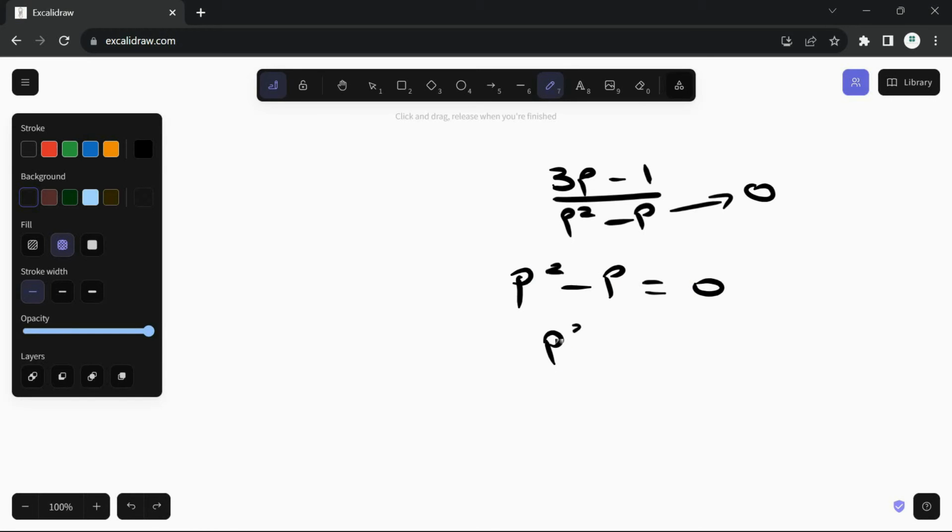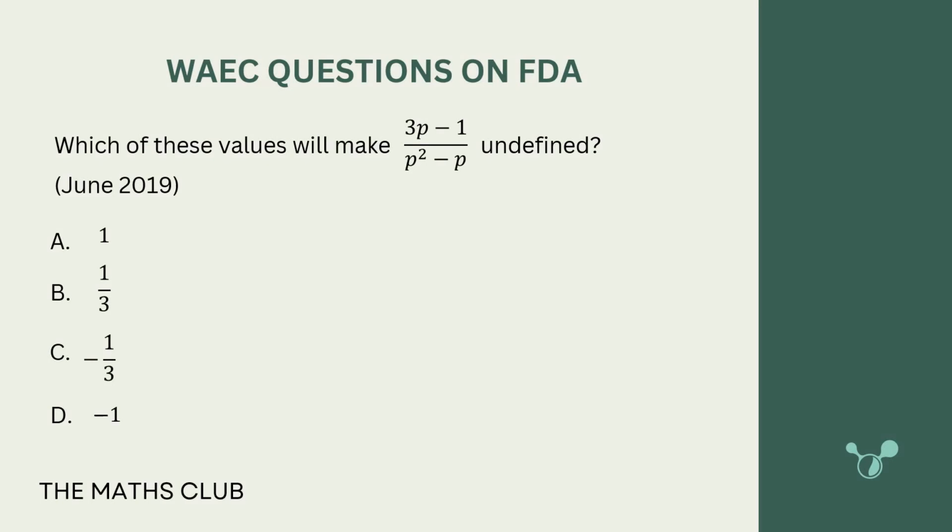So p squared is equal to p, right? If I divide both sides by p, one of these p's will cancel one of the p's here. This p will cancel this p. So if p is equal to 1, this particular guy will be undefined, right? So our answer is A, right?